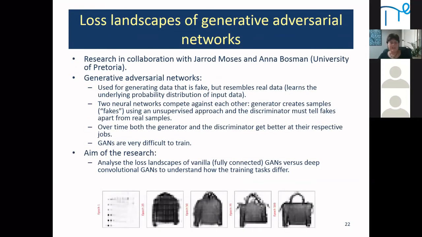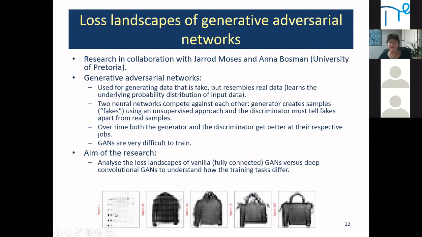Another project that I'm working on with Anna and Jared Moses at the University of Pretoria is to look at generative adversarial networks. This is another kind of network that is used to generate data. It generates data in an unsupervised way, but the idea is to resemble real data. Just to give you an idea, here's an output at the bottom of this picture.